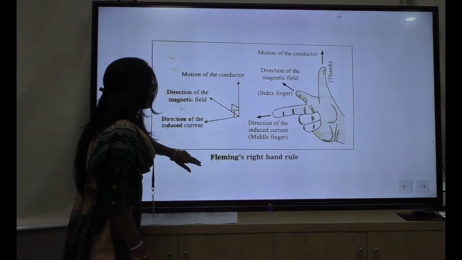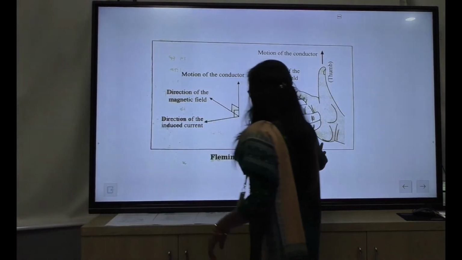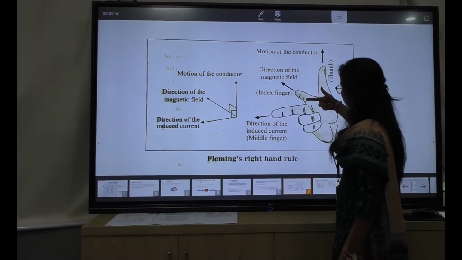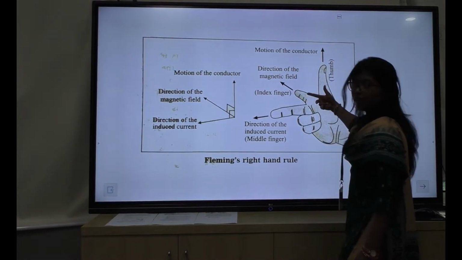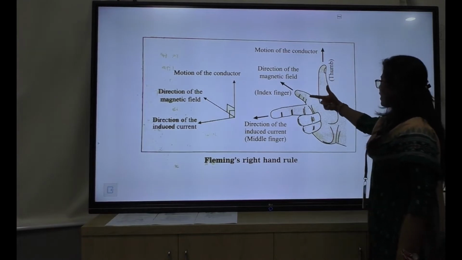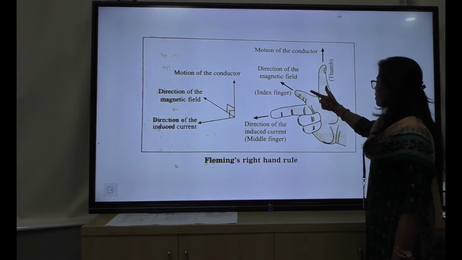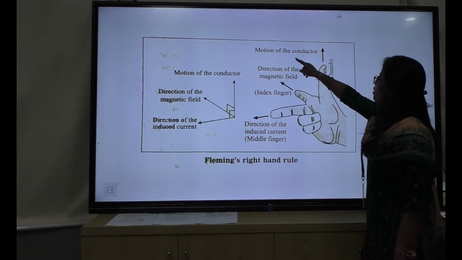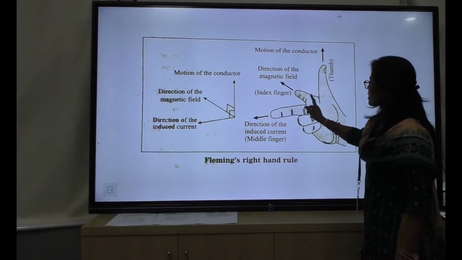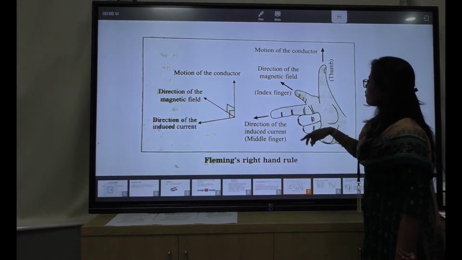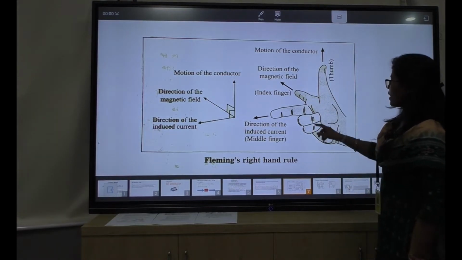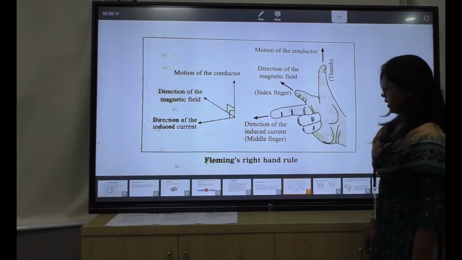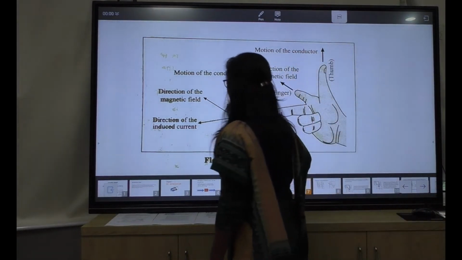So, here is the pictorial form of the right hand rule: this is the thumb, index finger, middle finger. If we stretch our right hand thumb, forefinger and middle finger perpendicular to each other, then this thumb represents the motion of the conductor, this forefinger gives the direction of the magnetic field, and this middle finger gives us the direction of the current, that is the induced EMF.